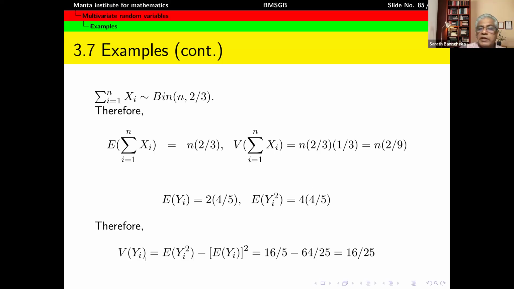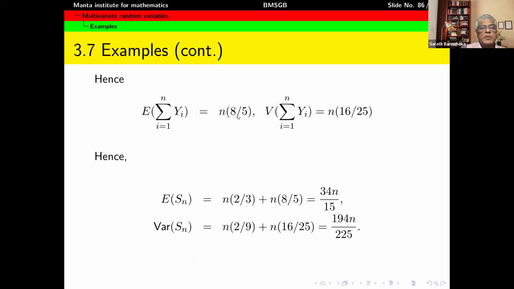Using these two, we can get the variance of yi. The variance of yi is equal to the expected value of yi squared minus the square of the expected value. So we get this answer. Therefore, we know the expected value of yi and also the variance of yi. The expected value of the sum of n yi terms will be n times this quantity, and the variance of the sum of yi values will be n times this quantity. So the expected value of Sn is equal to the sum of the two expected values, the variance of Sn is the sum of the two variances, and you get this expression.